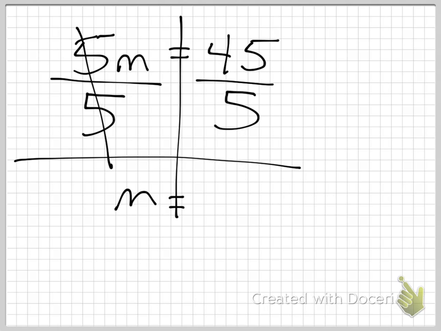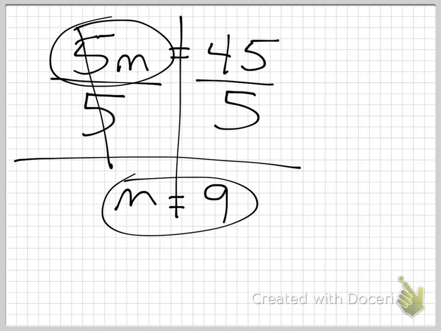M equals, what does this say? 45 divided by 5. What is 45 divided by 5? 9. How do I make sure that that's right? Plug it in. 5 times 9, is that 45? There we have it. How many of you got that right? Awesome. Let's try another one.